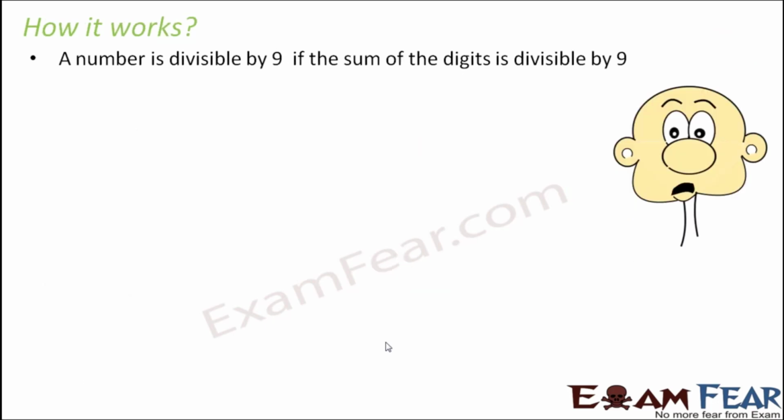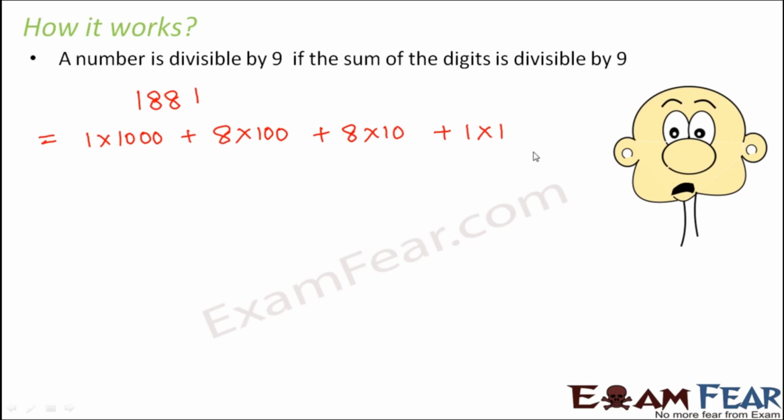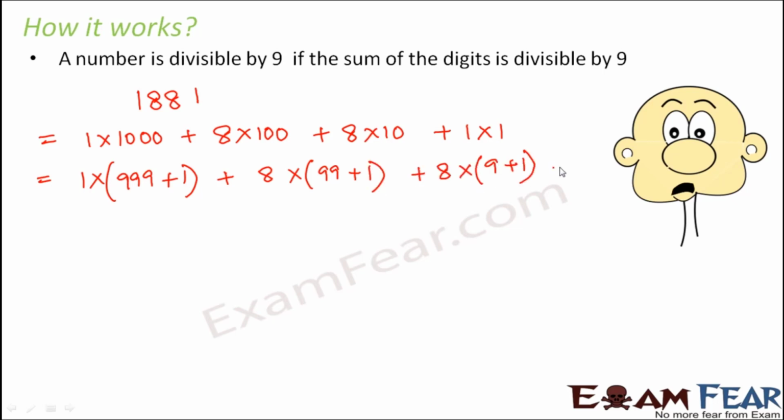So again, how does the divisibility rule for 9 work? We will prove it in a similar way as we did for the divisibility test for 3. Let's consider the number 1881. We will expand the number like this: 1 into 1000 plus 8 into 100 plus 8 into 10 plus 1 into 1. Now we can write 1000 as 999 plus 1. Similarly, we can write 100 as 99 plus 1. We can also write 10 as 9 plus 1. And finally, 1 into 1.